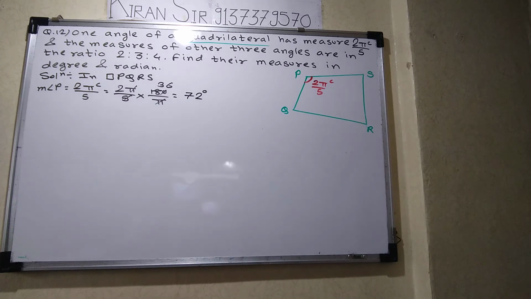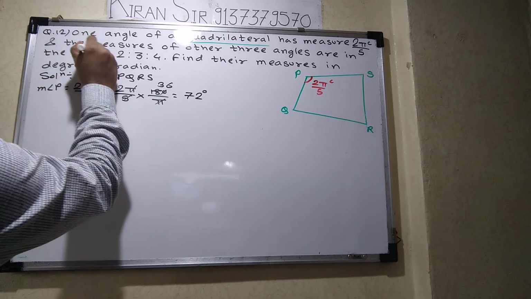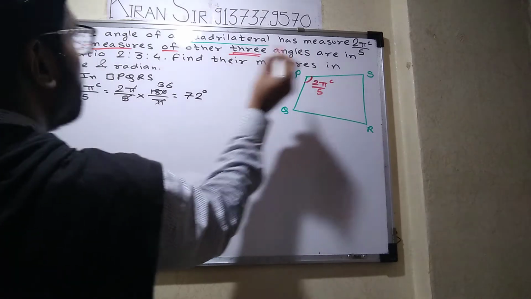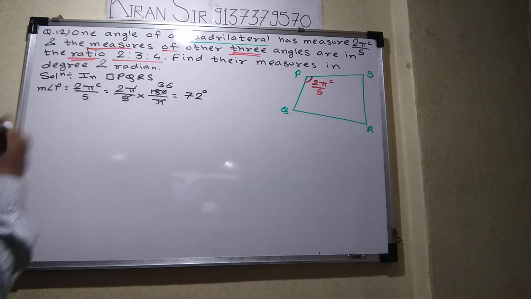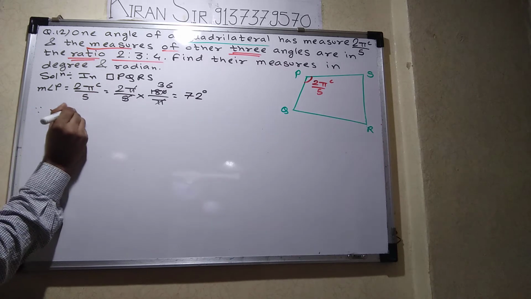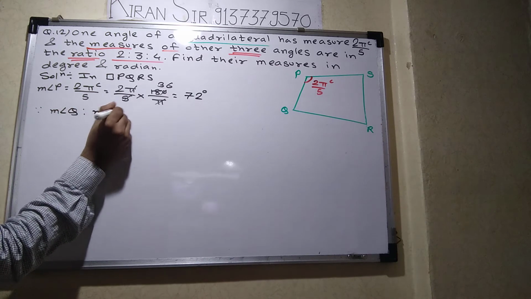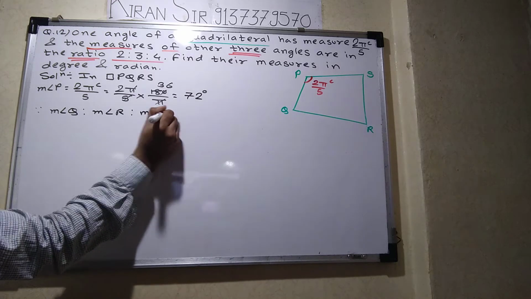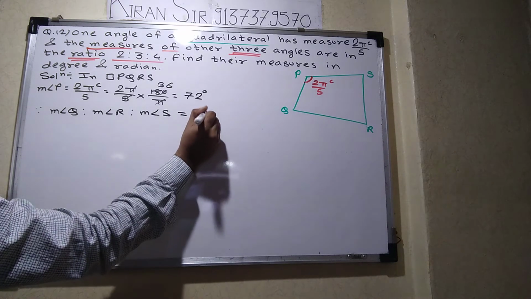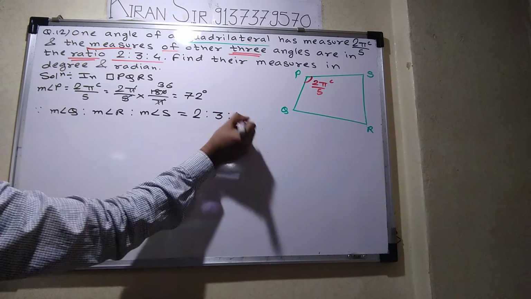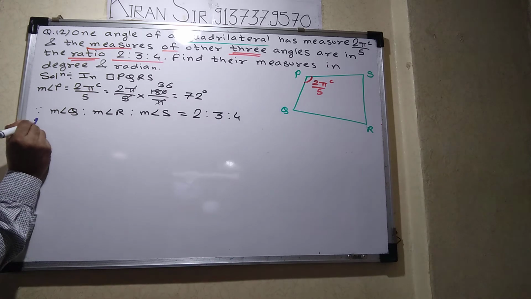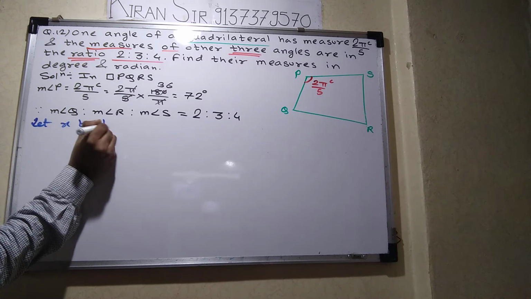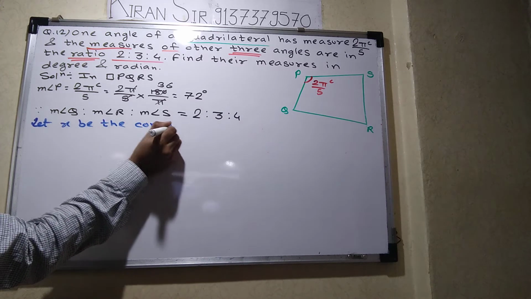Okay. Now what is the next info? The next info is: the measures of the other three are in the ratio 2:3:4. Okay. So since measure of angle Q to measure of angle R to measure of angle S, the ratio is given, that is 2:3:4. Am I right? As I told you, whenever a ratio comes, you have to put one common statement. Let x be the common multiple factor.